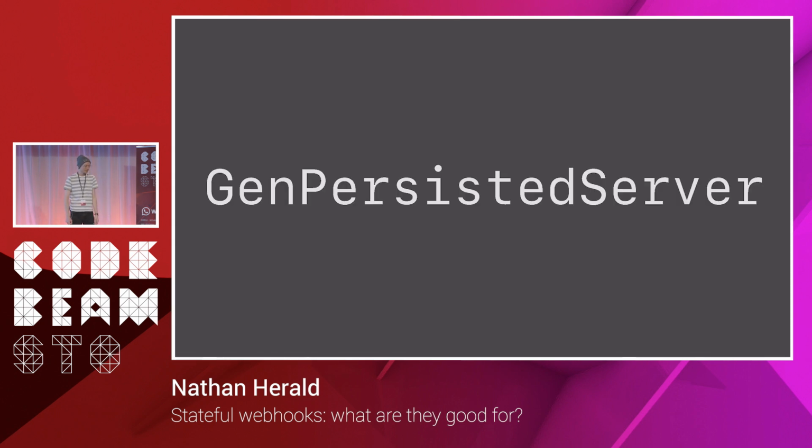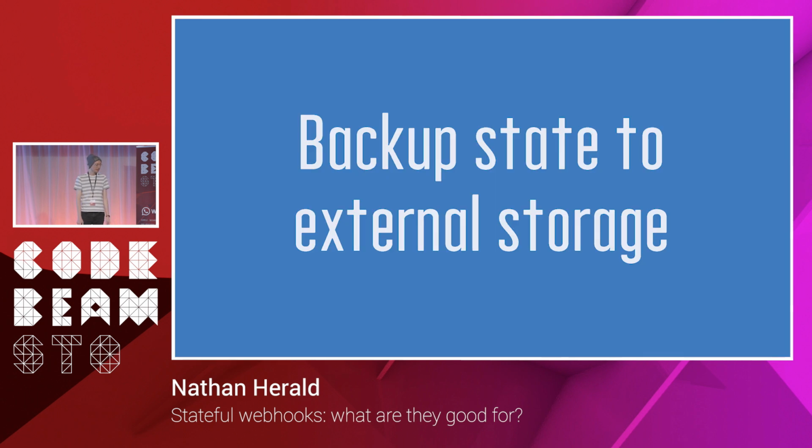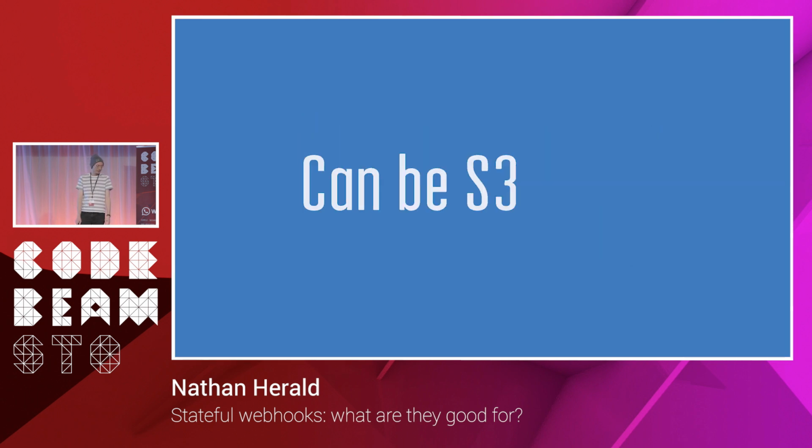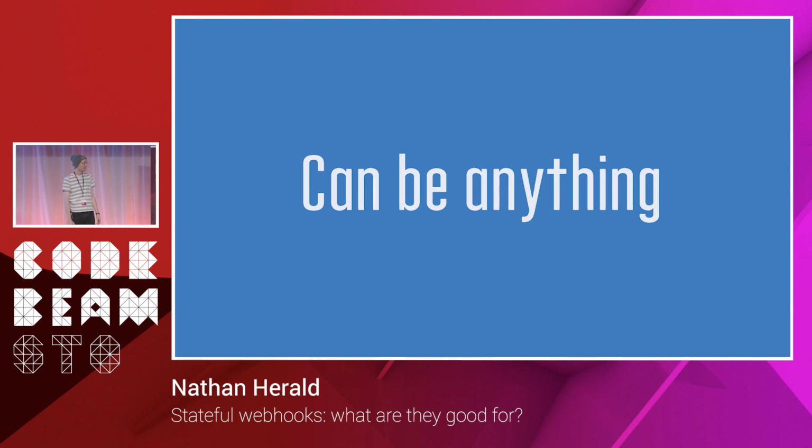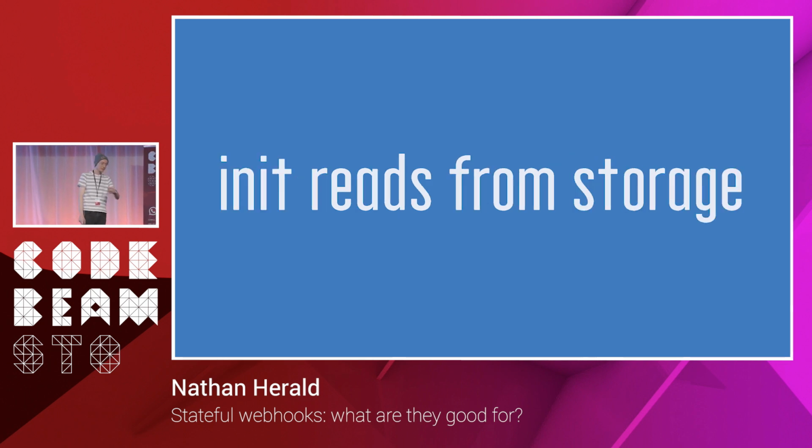I'm trying to generify it, so I made a gen persisted server, which just right now is a behavior that has a get and a put. And so you can implement that, and you can back it up to anything. I have tried to back up to S3, and that works. Back up just to Postgres, which is interesting, and that works. It could be anything. The only important thing is when the process boots, it just needs to read from storage to get its initial state. That's it. So that works.